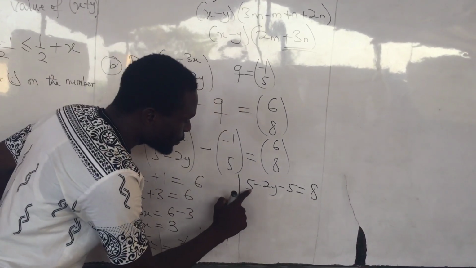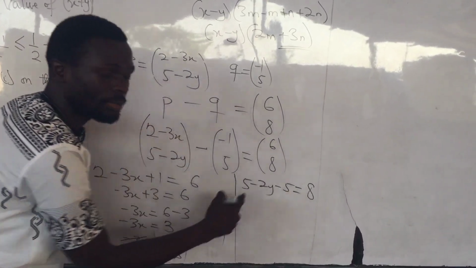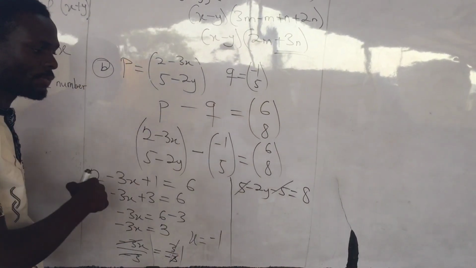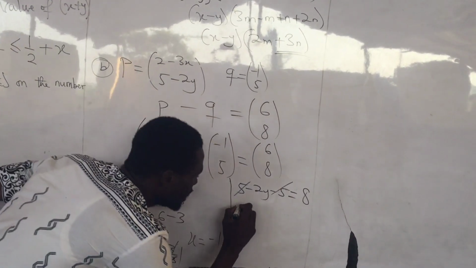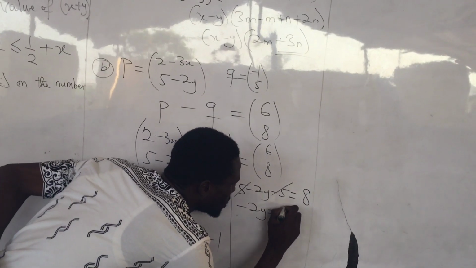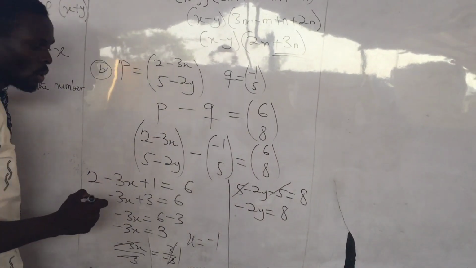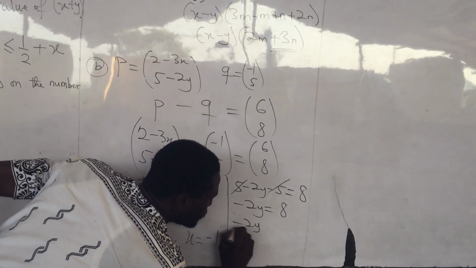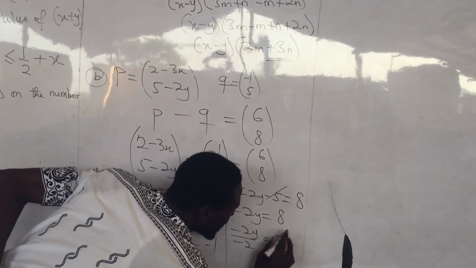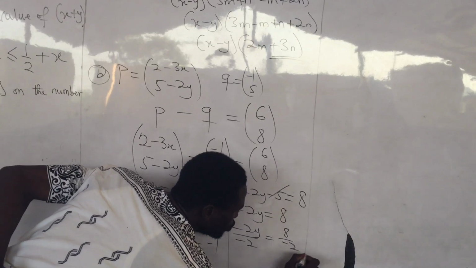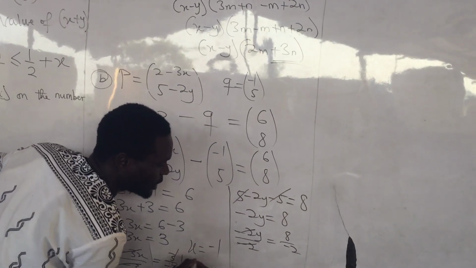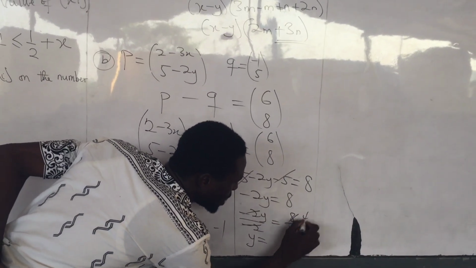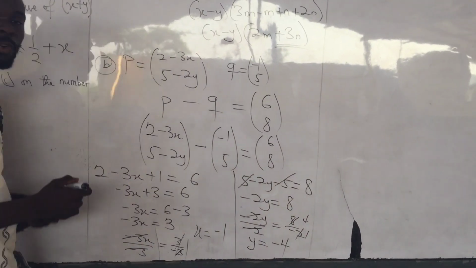Now you have 5 minus 5, which is going to give you 0. So the negative and the positive 5 will cancel out, giving you negative 2y is equal to 8. What do we want? We want y. So divide by negative 2, divide by negative 2. This will cancel out this. You have y is equal to 2 here 1, 2 here 4, negative 4.